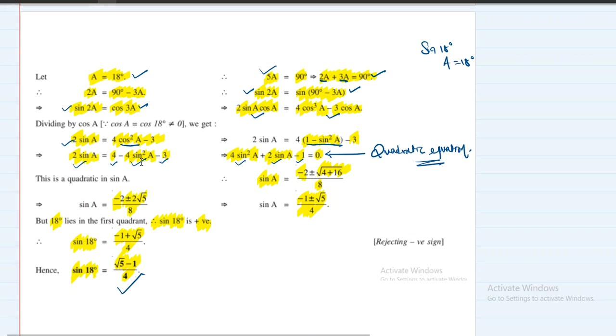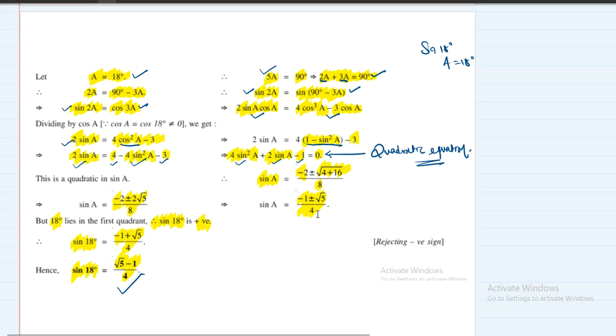So what we do is we take all the terms to the other side and we get 4 sine square A plus 2 sine A minus 1 is equal to 0. 4 minus 3 is 1, which goes to the other side, becomes minus 1. Now this is nothing but a quadratic equation where x or your variable is sine A. So we use the quadratic formula to solve this quadratic equation and we get minus 2 plus minus under root of 4 plus 16, by 8. On simplifying, we get minus 2 plus minus 2 root 5 by 8, or minus 1 plus minus root 5 by 4.